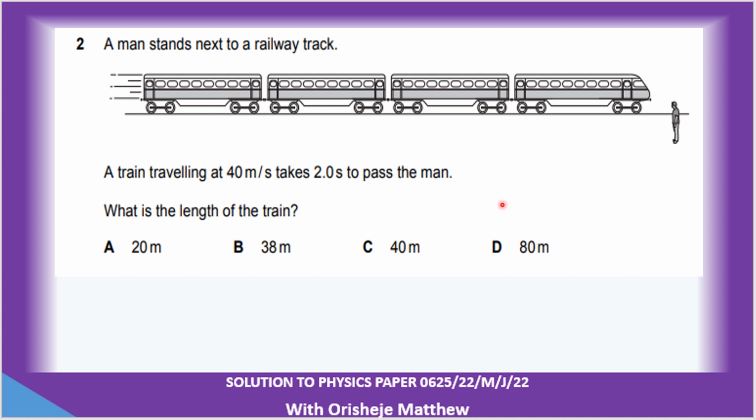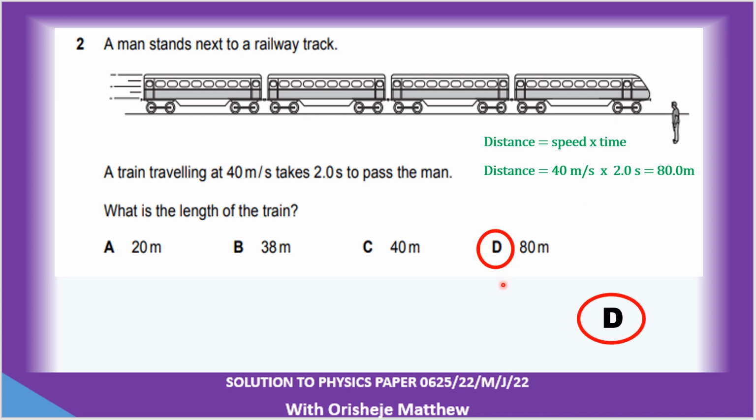A man stands by the railway track. The speed of the train is 40 meters per second, and it took 2 seconds to pass the man. What is the length of the train? Length, distance is equal to what? Speed times time. So if you do that, that will give you 80 meters. So your answer is D.